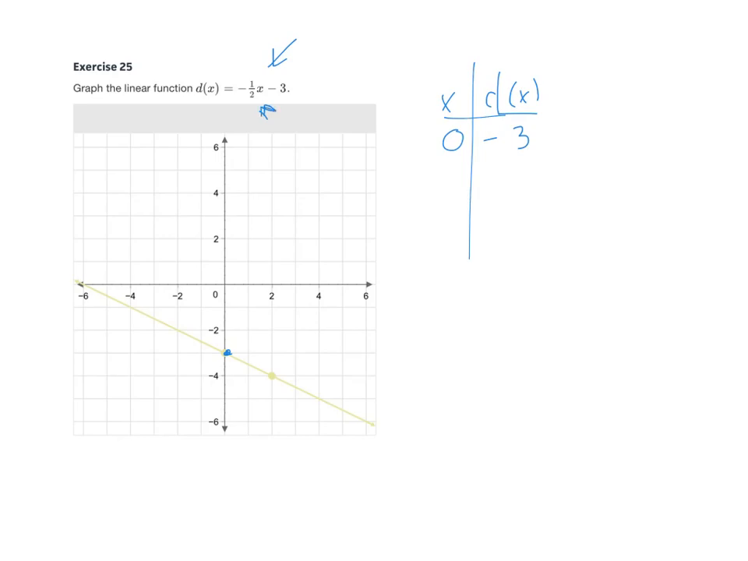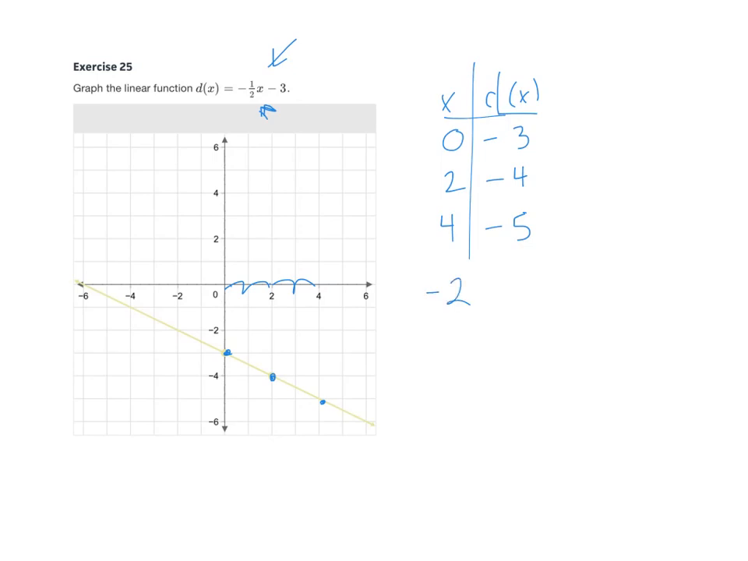Correct? So let's try 2. Negative half of 2 is negative 1, minus 3 would be negative 4. So if we go over 2, down 4, that'll be on the line. We could do 4. Negative half of 4 is negative 2, minus 3 is negative 5. So if we go over 4 and down 5, we will be right on that line.